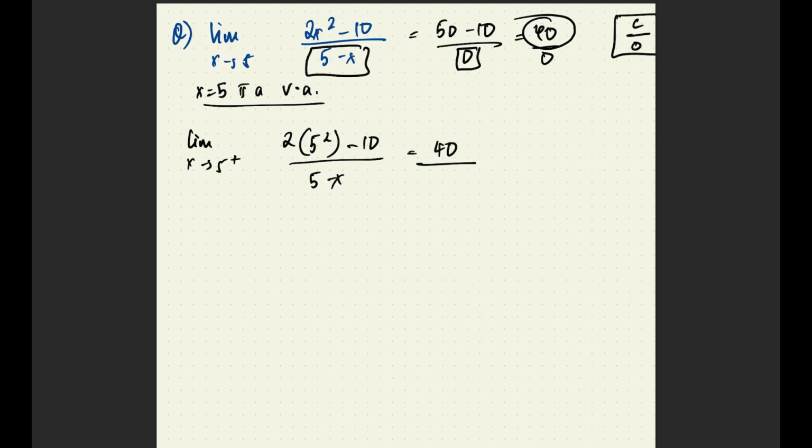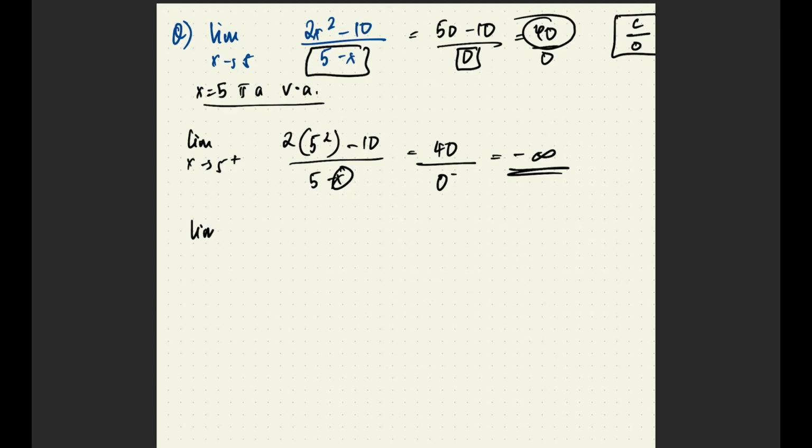Now I'm approaching 5 from the right hand side. So this x over here is slightly greater than 5. So 5 minus a number that's slightly greater than it is going to be a very, very small number, which is negative. So I can write it as 0 minus. So this basically tells us that the limit as x approaches 5 from the right is equal to minus infinity.